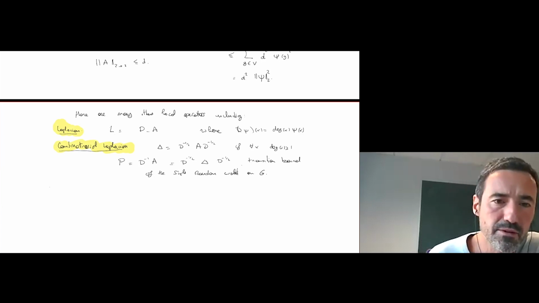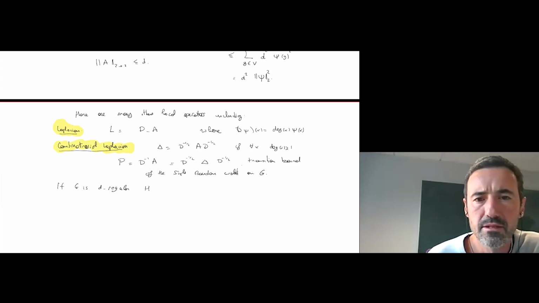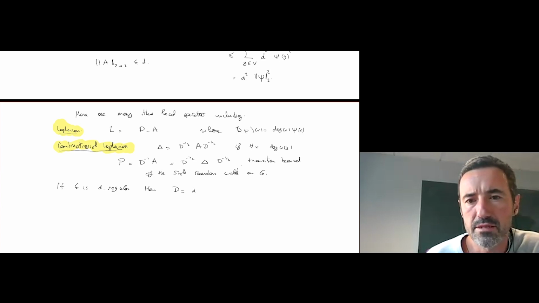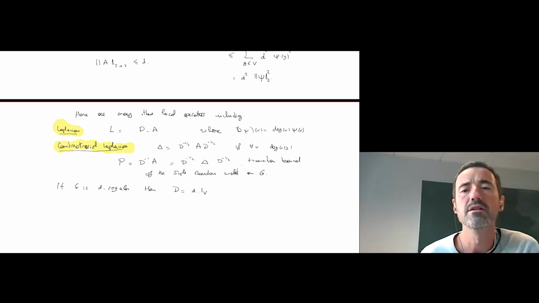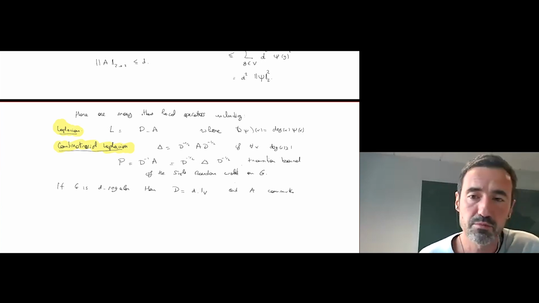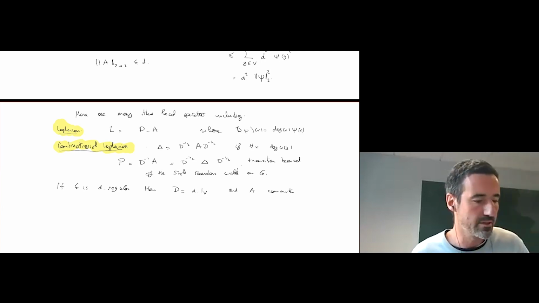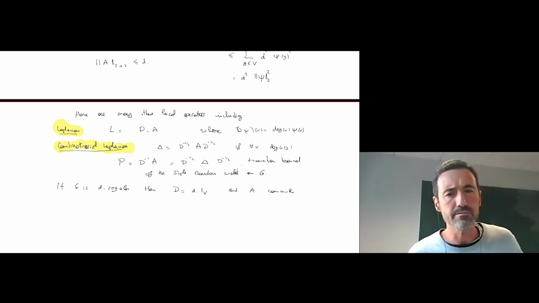Also, if G is d-regular, so if all degrees are the same, then the diagonal operator is simply a multiple of the identity, and it commutes with the adjacency operator, which means that if you know the spectrum of A, you will know the spectrum of delta and of L. Okay, so if you study one, you study all these operators at the same time.